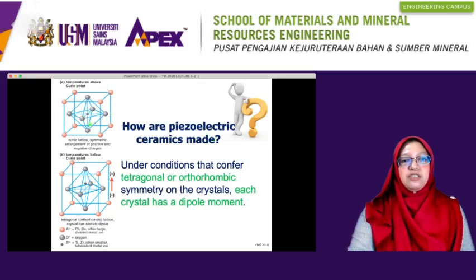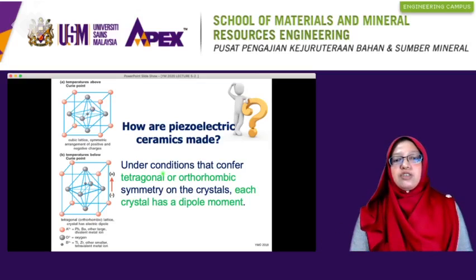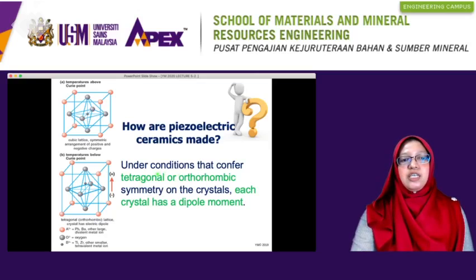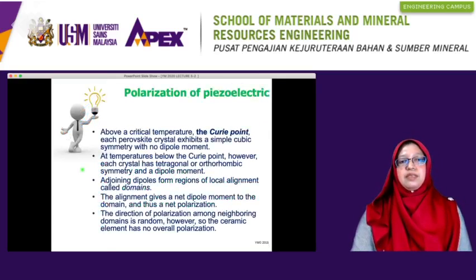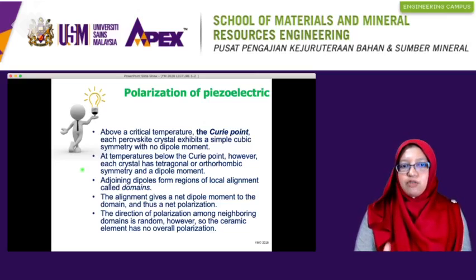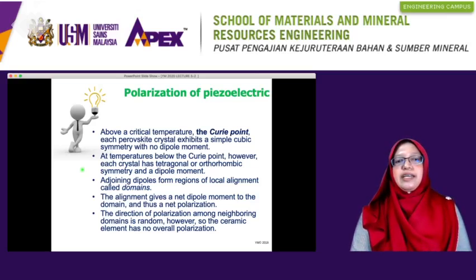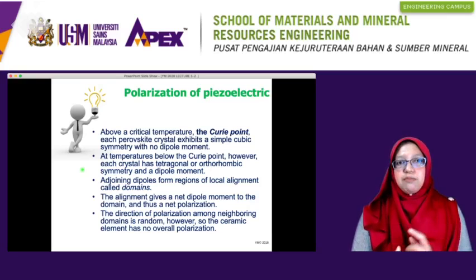So this is the piezoelectric ceramic above the Curie point or Curie temperature. They are in a cubic lattice. But under conditions that confer tetragonal or orthorhombic symmetry on the crystal, each crystal has a dipole moment. This condition is achieved when the temperature is below the Curie point. Above a critical temperature, the Curie point, each perovskite crystal exhibits a simple cubic symmetry with no dipole moment. But at temperatures below the Curie point, the crystal becomes tetragonal or orthorhombic in symmetry and has a dipole moment.